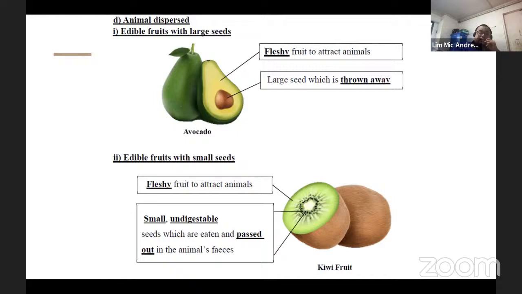Lastly, animal dispersal. There are two types. One is animal fruit with a large seed. The animals will eat the flesh of the fruit, while the large seed is thrown away. After they finish eating the fruit, they throw away the large seed on the ground, and therefore the seed is able to grow into a new life. The other type is for fruits with small seeds. The animal will eat everything, and the seeds they are not able to digest will pass out onto the ground when the animal passes motion. So these are the two ways animals disperse seeds.